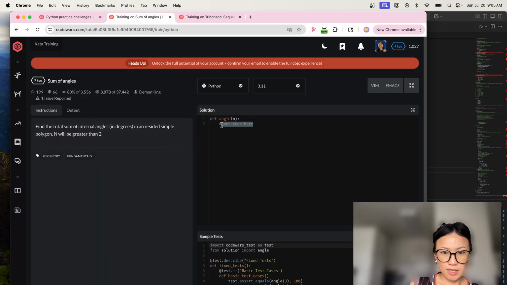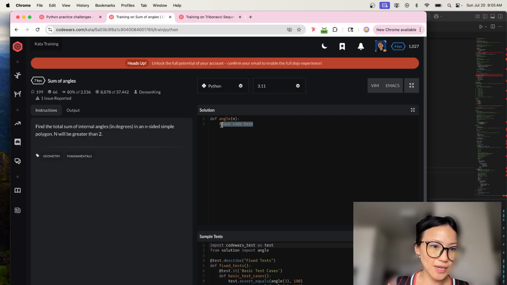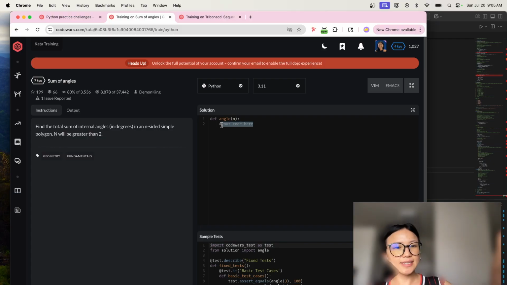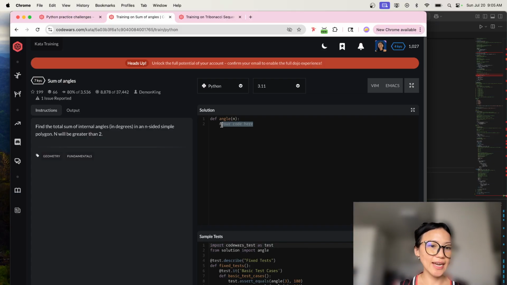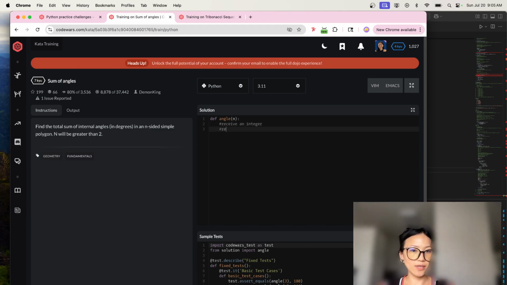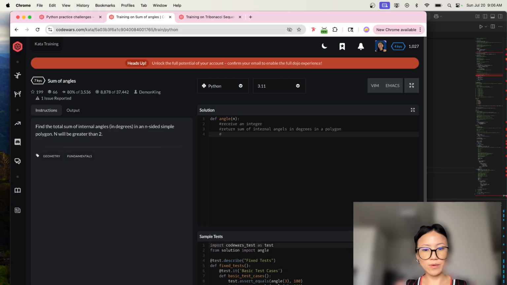So, find the total sum of internal angles in degrees in an n-sided simple polygon, n will be greater than 2. 180. So, okay. So receive an integer. We need to return the sum of internal angles in degrees in a polygon. N will always be greater than 2.